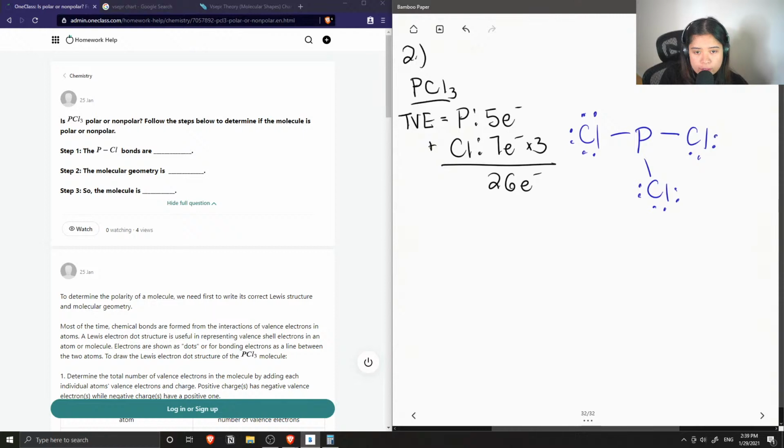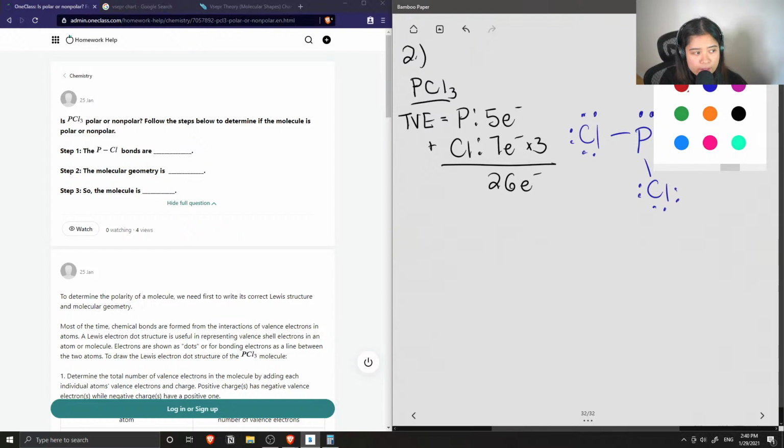And if we recall that each bond contains 2 bonding electrons, and we have 3 bonds, plus each chlorine atom has 6 non-bonding electrons. If we count out all the electrons I've drawn so far, I only have 24 out of the 26. So for the remaining 2, I'll put as a lone pair on the phosphorus. So now we have our final Lewis structure for phosphorus trichloride.